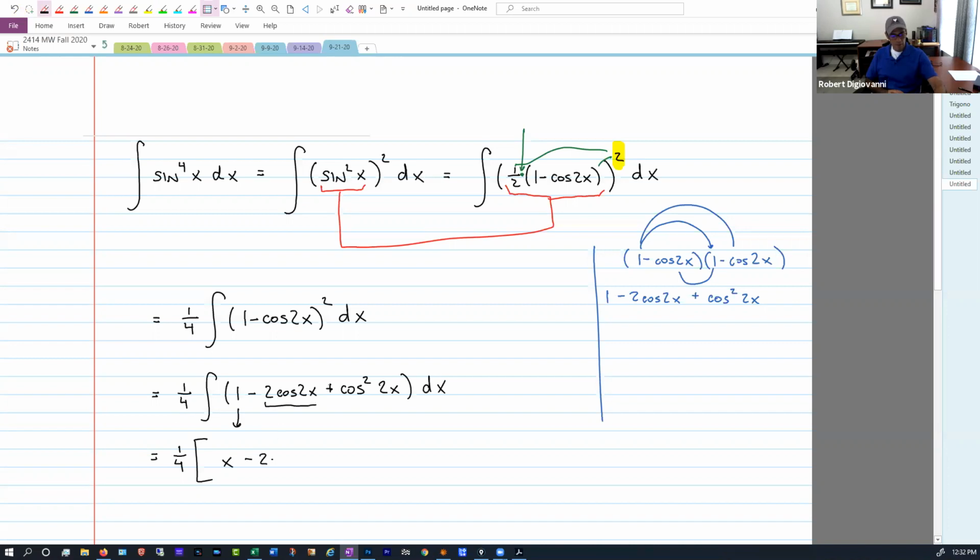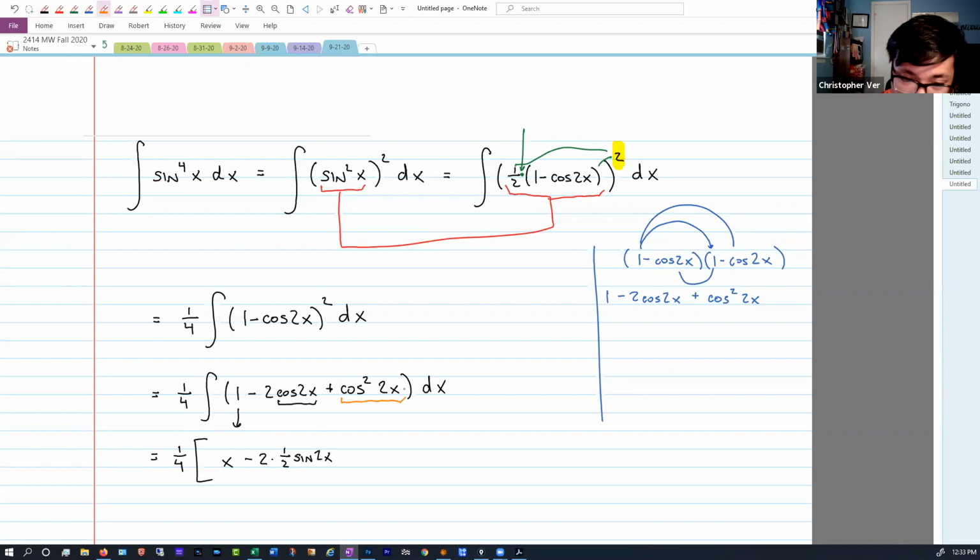How about this next one? The cosine 2x. We know the antiderivative of that? It would be 1/2 sine 2x. Yep, 1/2 sine 2x. So things are running pretty smoothly so far, aren't they? Yep. I mean, we're doing okay. And then Christopher hits this one. And Christopher looks at that and goes, oh no, right? Because it's cosine squared 2x.